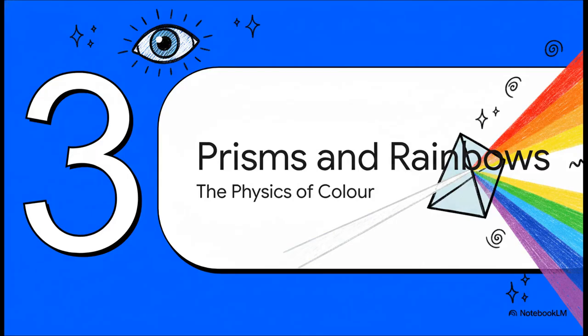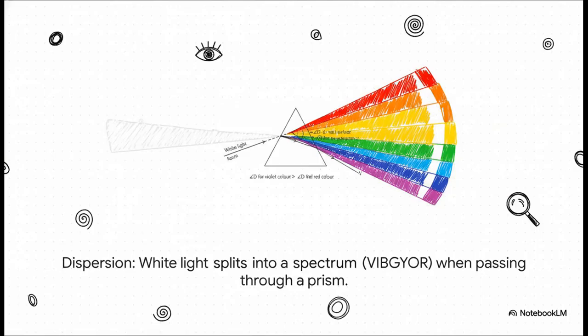All right, let's change gears now. We've talked a lot about the eye. Let's move from biology to the fascinating physics of light that creates the beautiful, colorful world around us. And our first stop is the glass prism. Look at this beautiful effect.